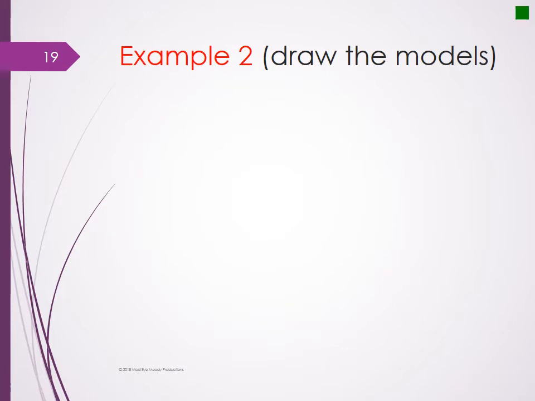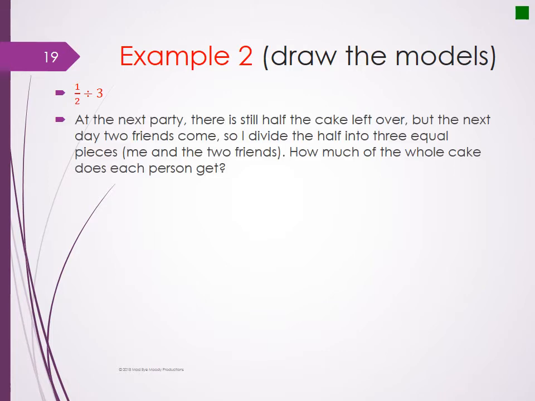Let's look at a new example now. Again, you're going to want to draw the models. The example is 1/2 divided by 3 instead of 1/2 divided by 2. So there's another party. At this party, half the cake gets served and there's still half left over. But the next day, 2 people come. Not just 1, but 2 people come. So I divide the half that's left over into 3 equal pieces, 1 for me and 1 for my 2 friends. So how much of the whole cake does each person get?